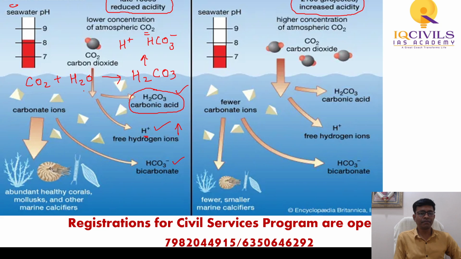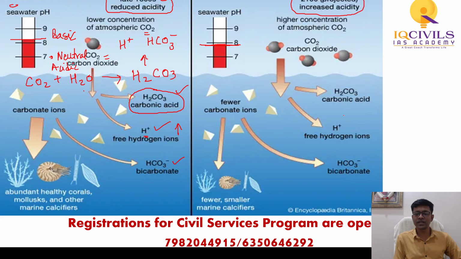Okay, this is the pH scale. You can see 7 is neutral, beyond 7 it is basic, and below 7 it is acidic. So when there is less concentration of CO2, that is during 1800, the pH of ocean water was more than 8, and in 2100, because of the increased concentration of CO2, the pH of ocean water is below 8, meaning ocean waters, their pH is reducing.